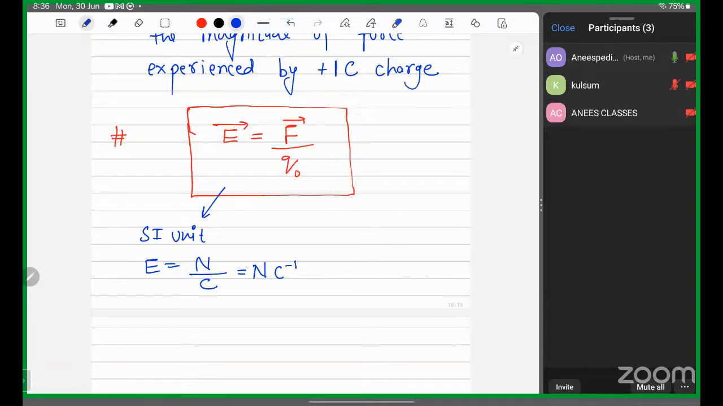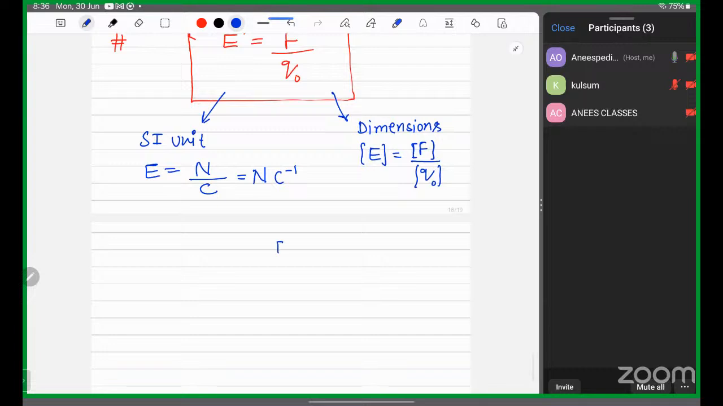Okay. Now we are going to find out dimensional formula. Dimensions of electric field. So electric field E will have the dimensions of force F and charge Q naught. So electric field E will be equals to, in dimensions, what is the dimension for force? F. Dimensional formula of force.